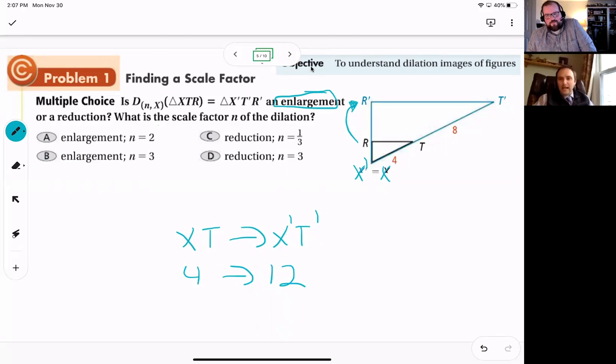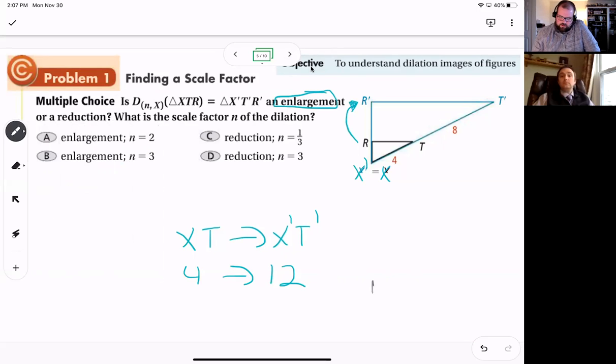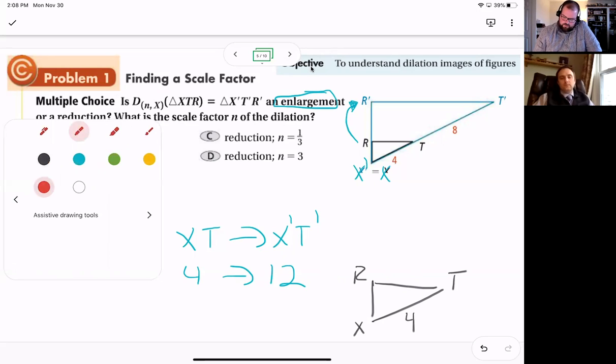I know, but I saw the 8, and so I assumed that the 8 was the whole distance. One of the things that we often strongly advise students to do is to draw these things separately. So we have XRT. Oh, that would have saved me trouble. We know that that's 4. And then I'll do this in blue just to match the color.